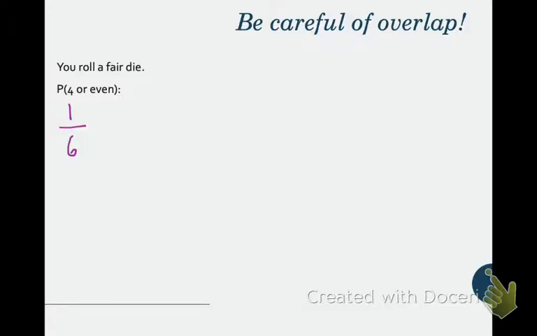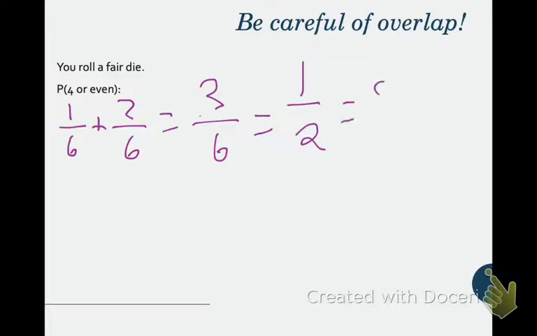So normally even numbers on a die are 2, 4, 6. I've already found the probability of 4, so I do not use that, all right? So there are two options here. So I'm going to add 2 out of 6, all right? And that gives me 3 out of 6, which is 1/2, which is 50%.